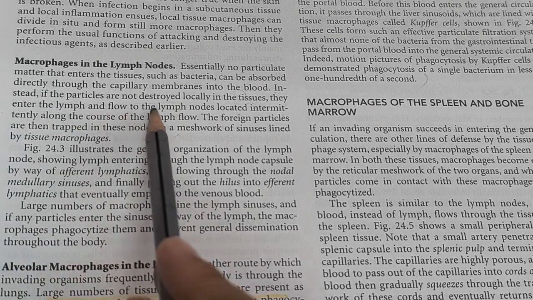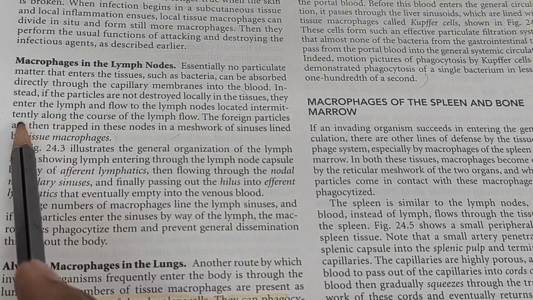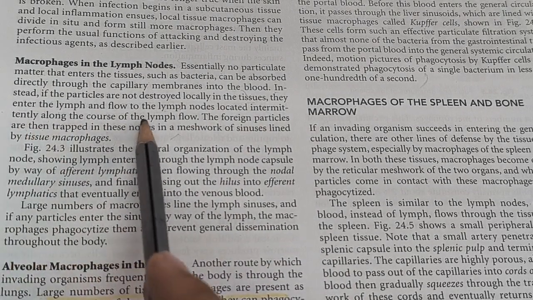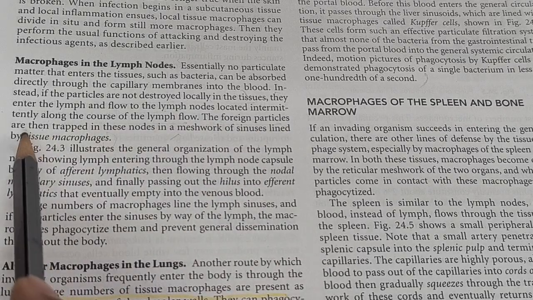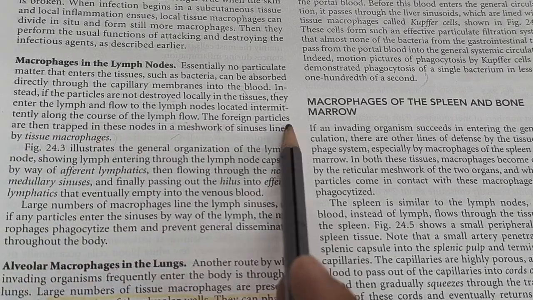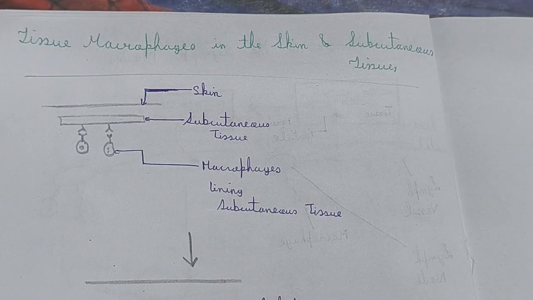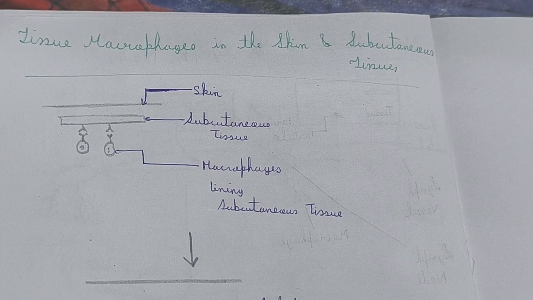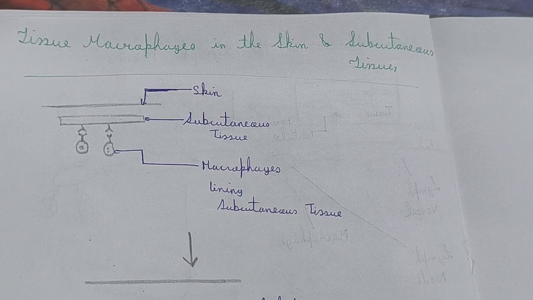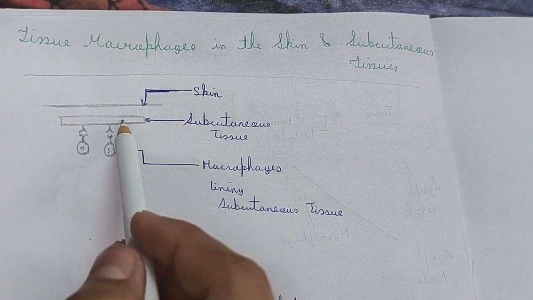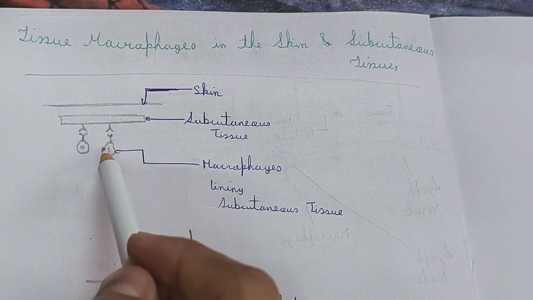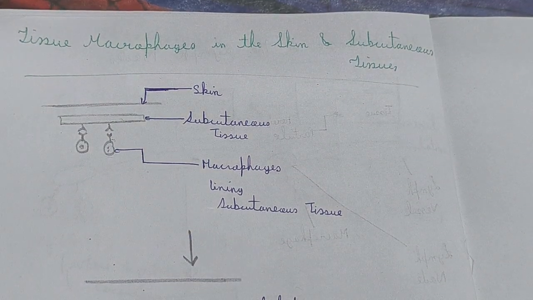They enter the lymph and flow to the lymph nodes. These are located intermittently along the course of the lymphatics. The foreign particles are trapped in these nodes, which have a meshwork of sinuses lined by tissue macrophages. Now I am going to explain about the tissue macrophages in the skin and subcutaneous tissue. This is the skin and this is the subcutaneous tissue, and here are macrophages lining the subcutaneous tissue.